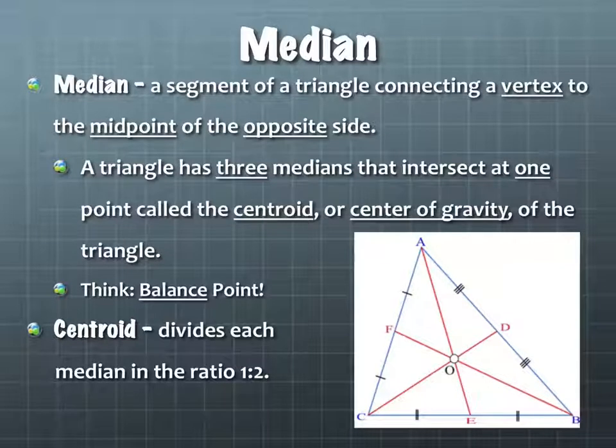The centroid divides each median into the ratio 1 to 2. So let me show one of them on here. If this is 4, then that one would be 2. And if this is 2, then this one would be 1, and so forth. It's a 2 to 1 ratio. The side coming from the vertex is double the length of the side that connects to the opposite side.